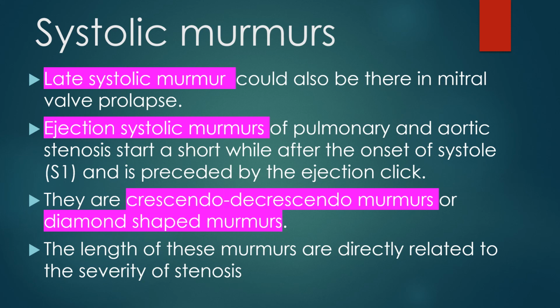Ejection systolic murmurs of pulmonary and aortic stenosis start a short while after the onset of systole and are preceded by the ejection click. They are crescendo-decrescendo murmurs or diamond-shaped murmurs. The length of these murmurs is directly related to the severity of the stenosis.